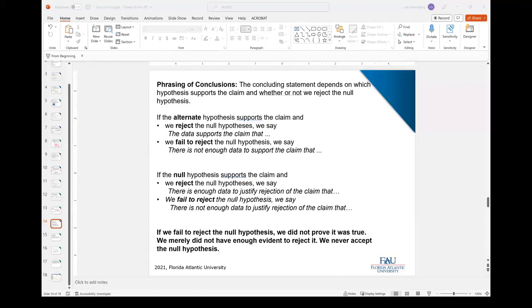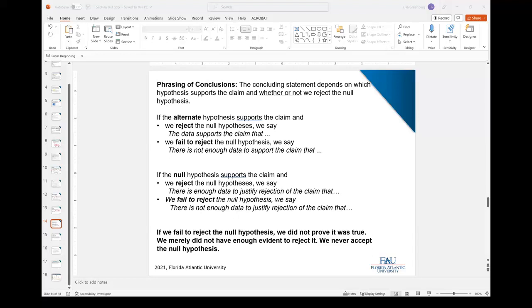So let's read this. If the alternative hypothesis supports the claim and we reject the null hypothesis, we say that the data supports the claim, whatever it is.